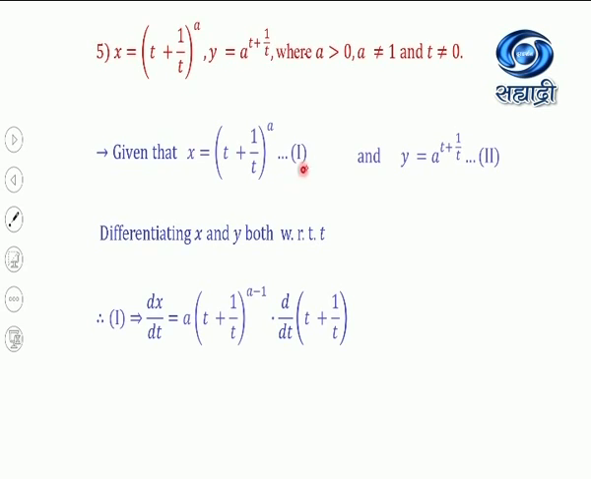Now we get this equation 1 implies dx by dt equal to, we know that the derivative of x raised to n is n into x raised to n minus 1, so bracket raised to a gives a into bracket raised to a minus 1 into the derivative of the bracket, that is d by dt of t plus 1 upon t. Now this can be written as, a into bracket raised to a minus 1 remains the same. Derivative of t with respect to t is 1. Now the derivative of 1 upon t, you know very well, derivative of 1 upon x with respect to x is minus 1 upon x square. Replace x by t here. So we write minus 1 upon t square and we denote it by equation number 3.